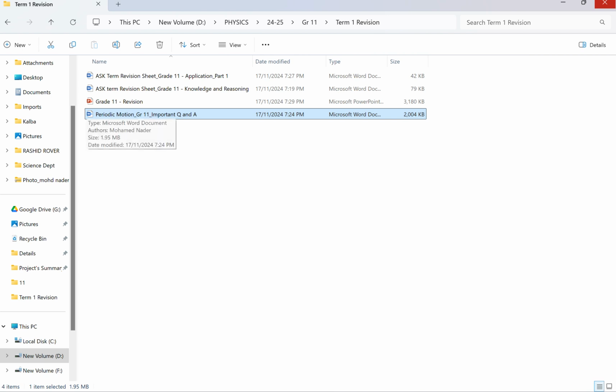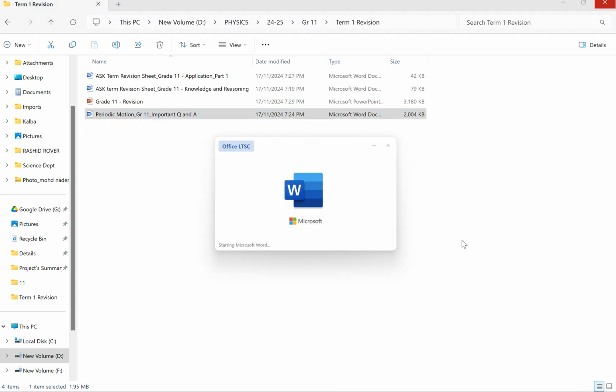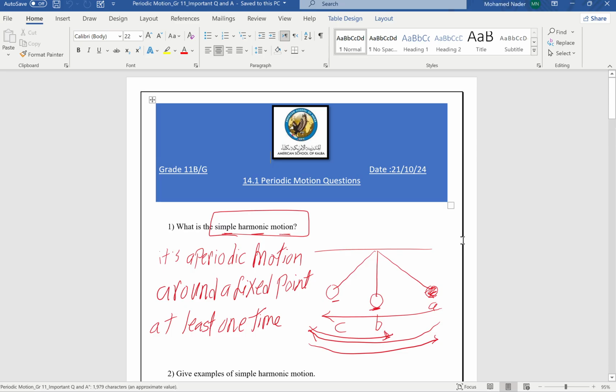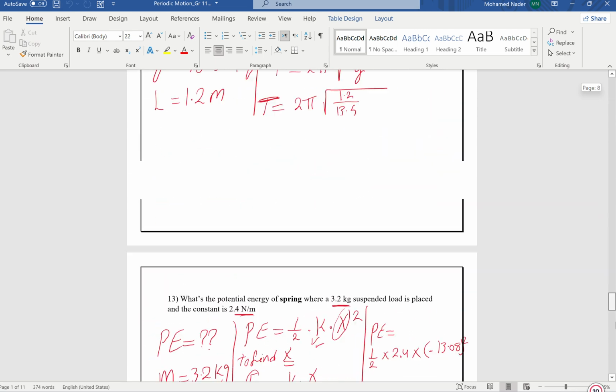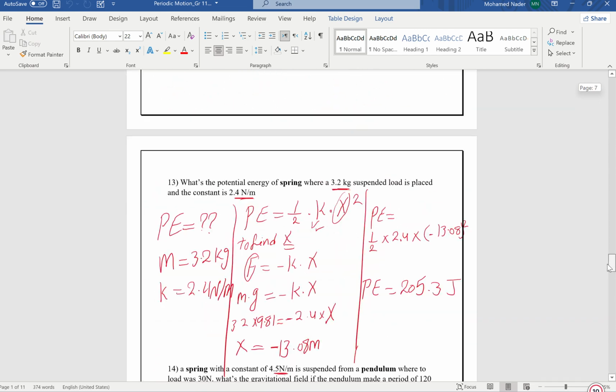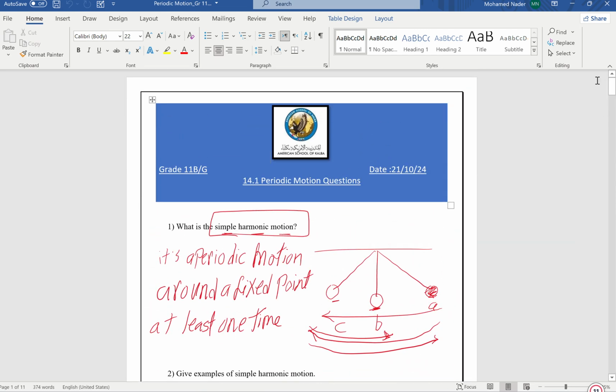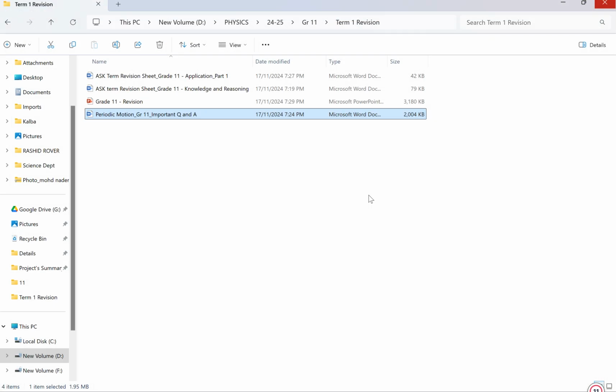Starting with the periodic motion part. Once I open this part, you will find a worksheet with all of its answers. And this is not the only thing. You will also find the record for this periodic motion uploaded on Google Classroom, so I don't have to repeat it again because the record is already there.